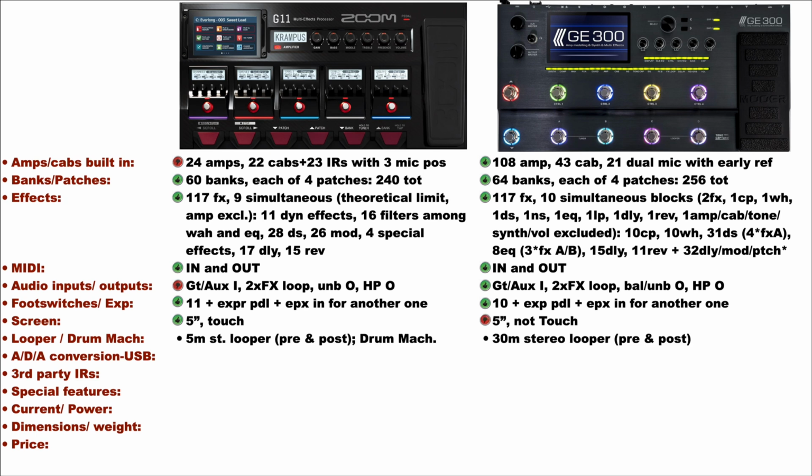The G11 has a built-in drum machine and a 5 minutes stereo looper, while the G300 has a 30 minutes stereo looper with no drum machine. So the G11 has the drum machine, not available in the G300, but the G300 has a way longer looper, so I would say that they are on par.